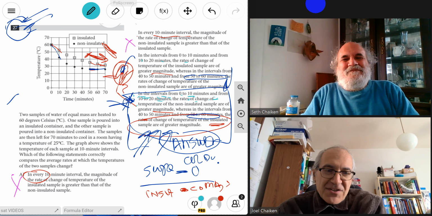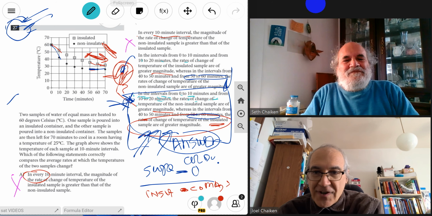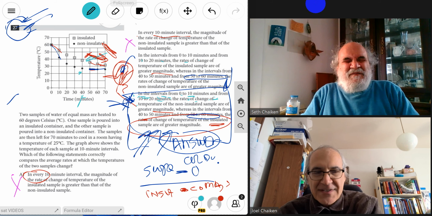This is intuitive. With a non-insulated cup, the tea or coffee cools down faster, cools down sooner. Like in 40 minutes, it's already a little bit above room temperature. This one here, in 40 minutes, it still feels a little warm. You know that from experience.